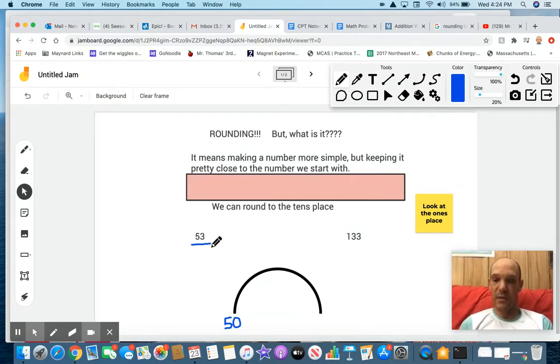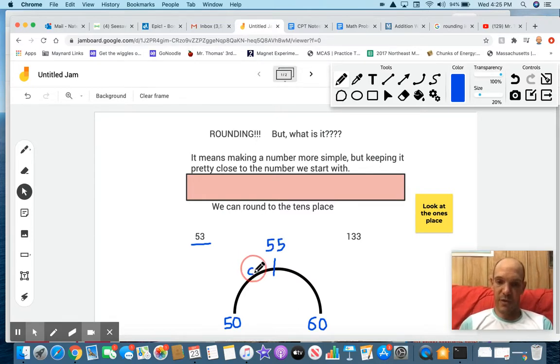And then the 10 that comes after 53, if we count by tens, is 60. So I'm going to write 60 over here. Right in the middle of 50 and 60 is 55. So what I would do is write the number 55 right in the middle. And with this kind of skill and concept and strategy, we want to think of where 53 would fall on either side of 55. So in this case, 53 would be over here. It's between 50 and 55.